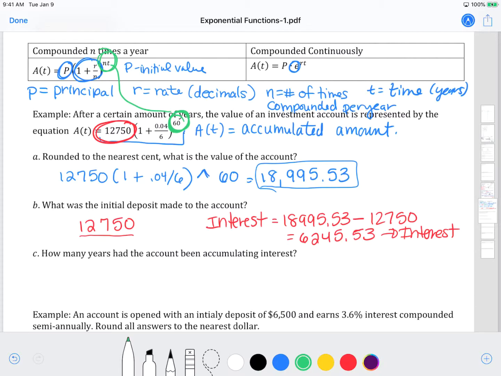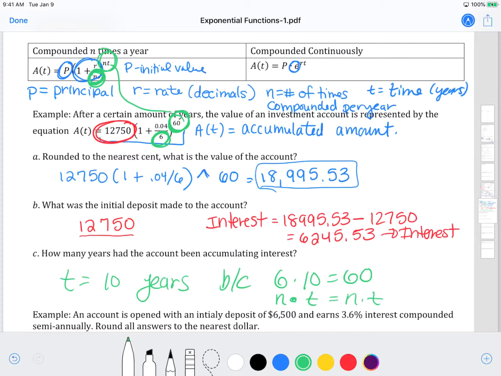So in the formula down here also, underneath the r, I have my n by itself. So I know my n is 6, which means my t would have to be 10, because 6 times 10 would give me the 60. So this would have to be 10 years, because 6 times 10 would give me 60, right? Because this is n, so this would have to be t to get me n times t in my exponent.